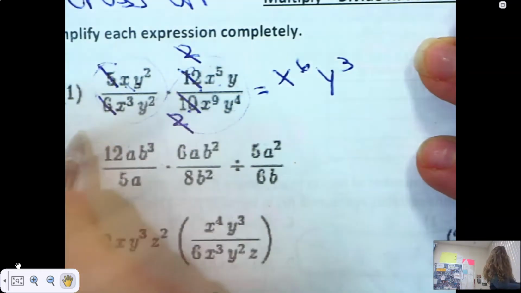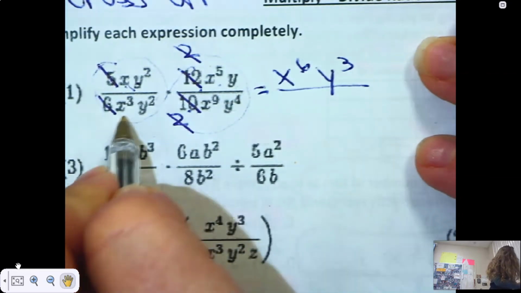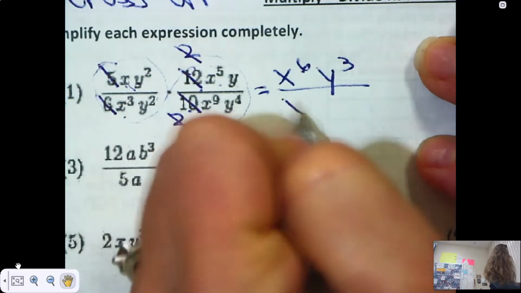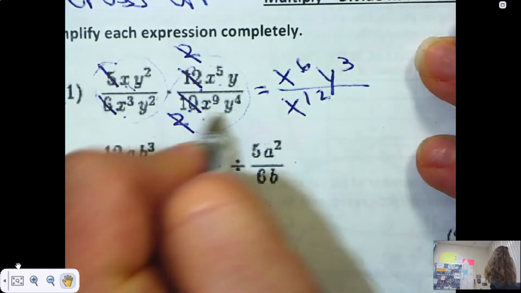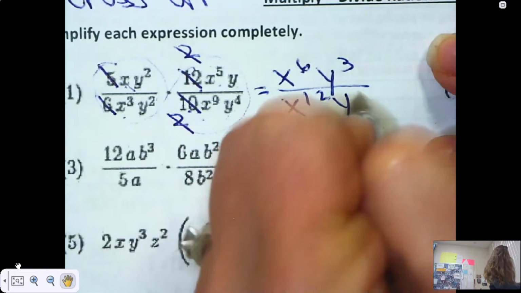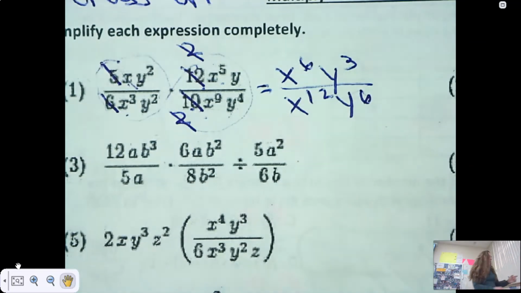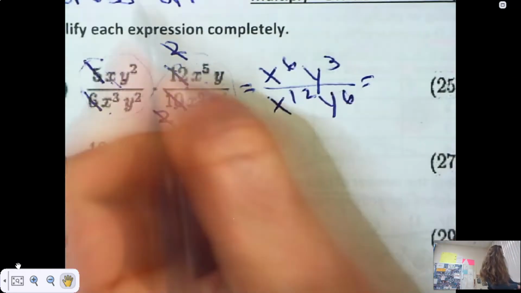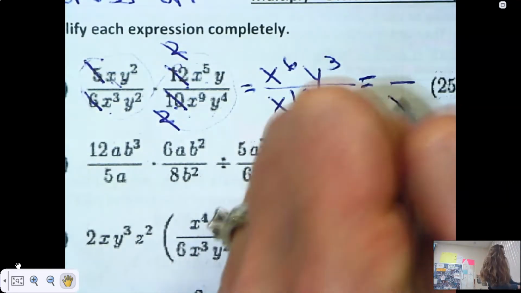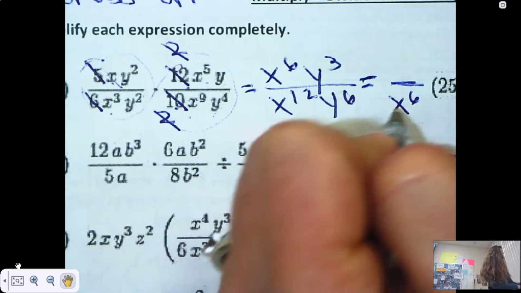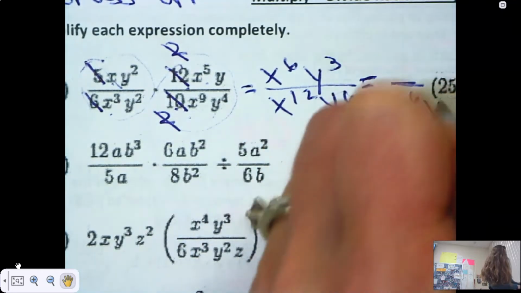This way I'm not doing diagonal across. I have 3 x's and 9 y's. That makes 12 x's. And I have 2 y's and 4 y's. That makes 6 y's. Now what I do is I work vertically. More x's on top or bottom, bottom by 6. More y's on top or bottom, bottom by 3.